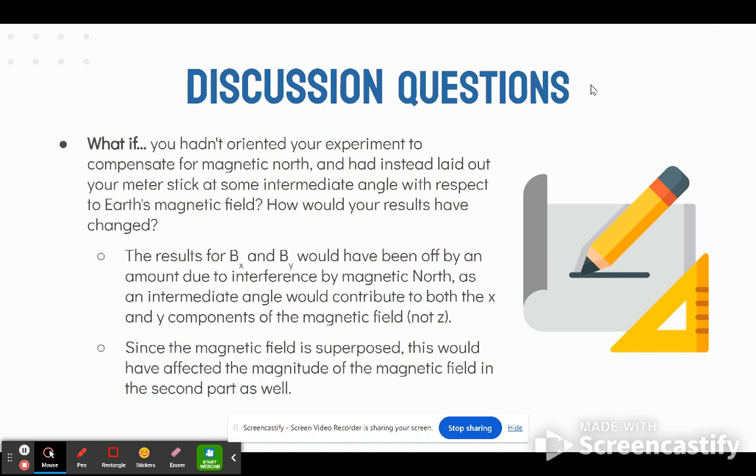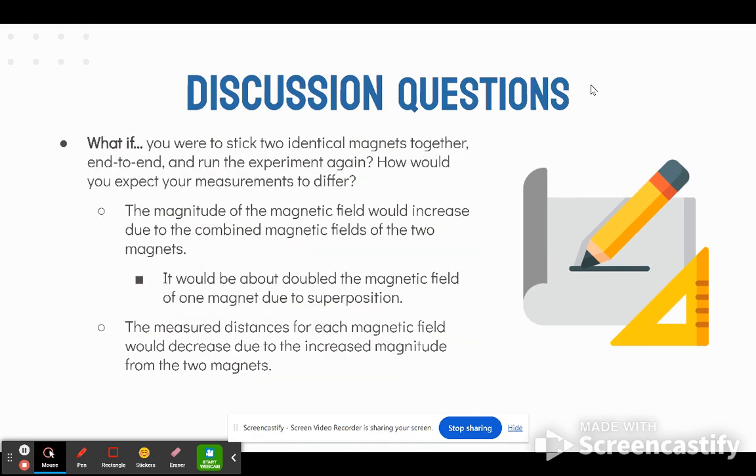So the results of the Bx and By would have been off by an amount due to the interference by magnetic north, as an intermediate angle would contribute to both the x and y components of the magnetic field. But also note that the z component would have been unaffected since the magnetometer is on a flat surface. Also, since the magnetic field is superposed, this would affect the magnitude of the magnetic field in the second part as well.